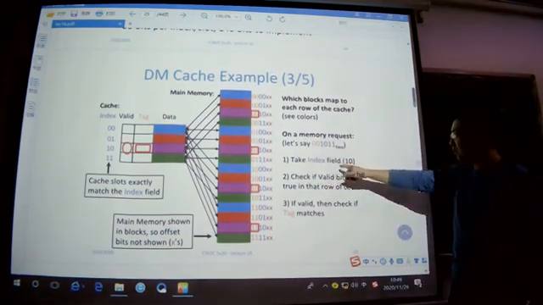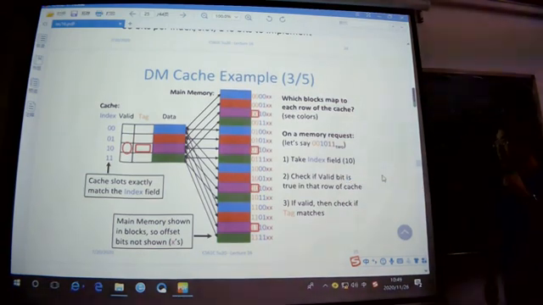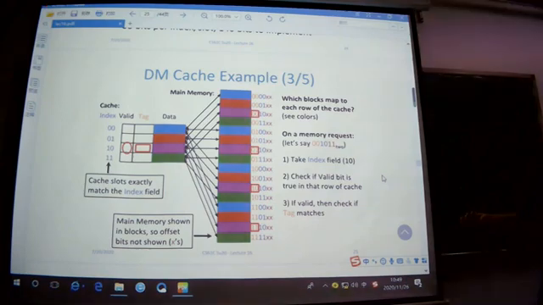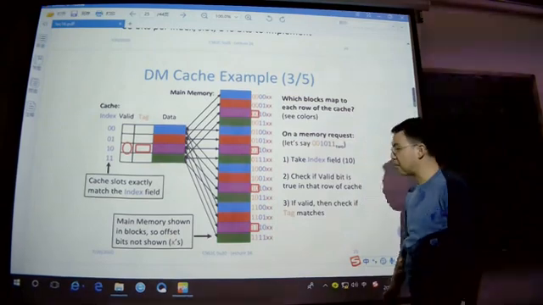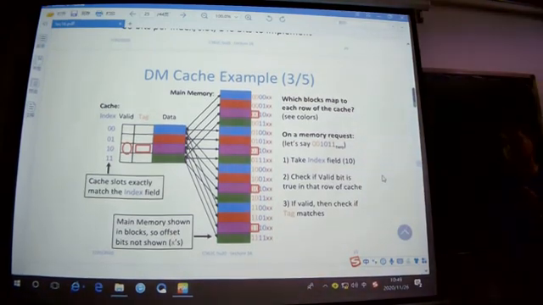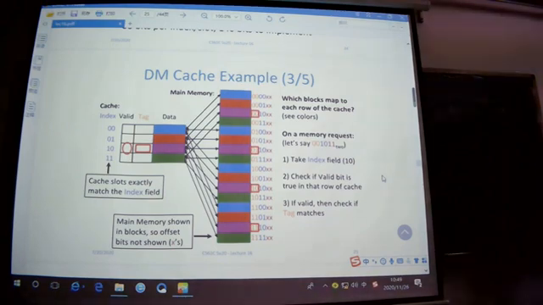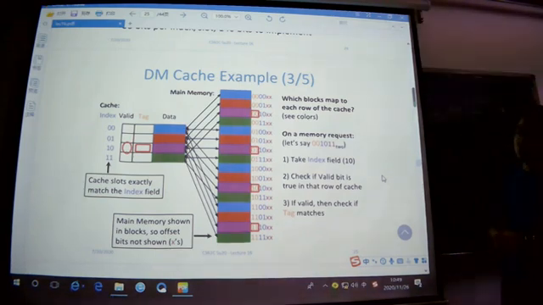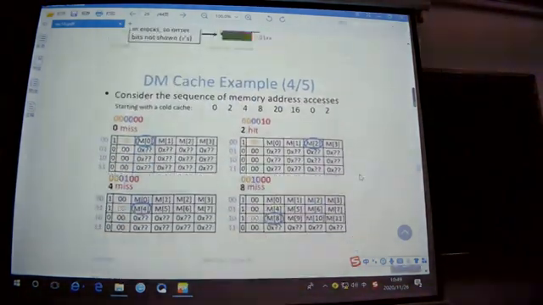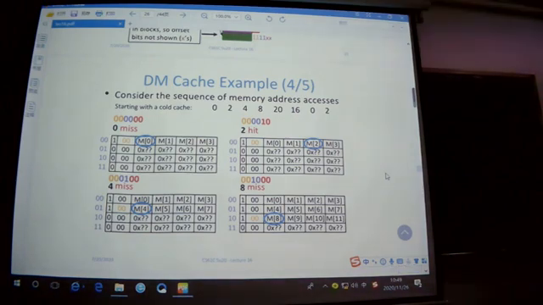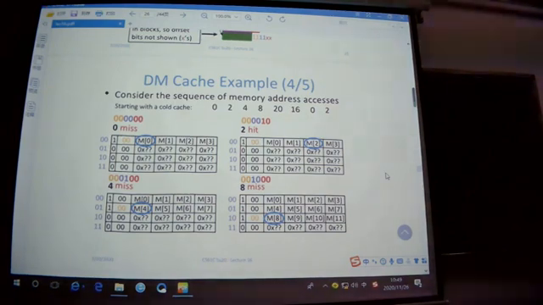We can take the index field. We can check if the valid bit is true in that row of cache. If valid, then check the tag. If the tag matches. Tag is the flag. Tag is a symbol, a flag bit. So tag and flag is to show the effective. Okay, this is the address access array. We can find the sequence of memory addresses.